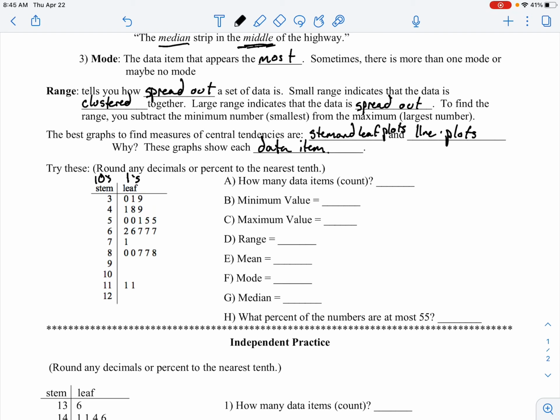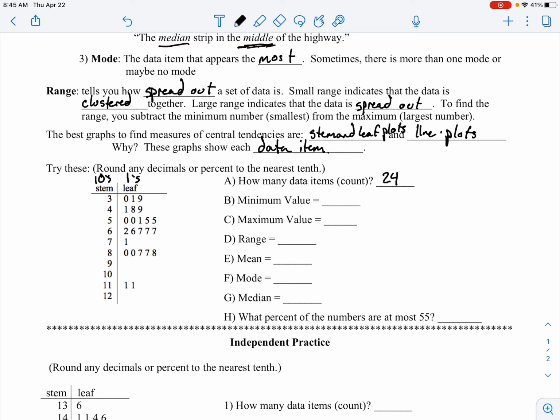So how many data items do we have here? Well, we have to count them out. Each ones place tells us that we have a data point there. So we would have 1, 2, 3, 4, 5, 6, 7, 8, 9, 10, 11, 12, 13, 14, 15, 16, 17, 18, 19, 20, 21, 22, 23, and 24 items of data there.